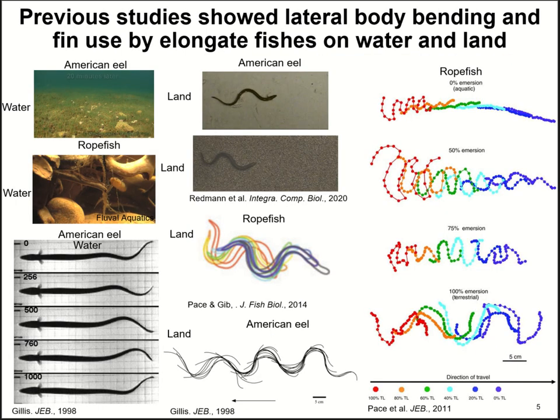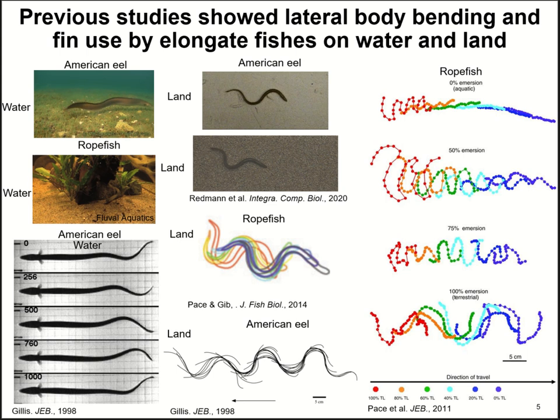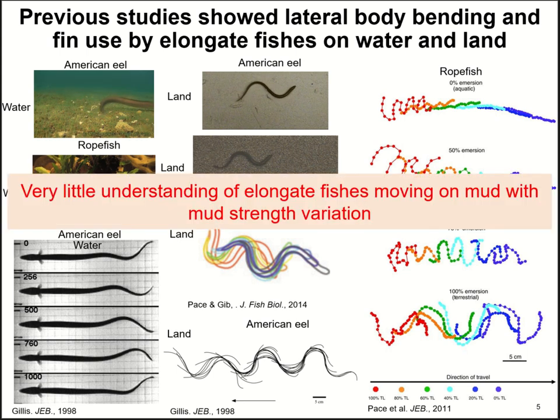Many previous studies have found the use of fins and lateral body bending by elongate fishes when moving on land and in water. But we have very little understanding of how elongate fishes cope with mud strength variation. In this particular study, we will show our discovery of significant use of vertical bending by elongate fishes when coping with challenging mud. And we will show what we are doing to understand this particular function.